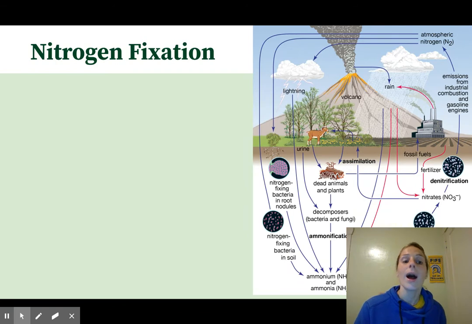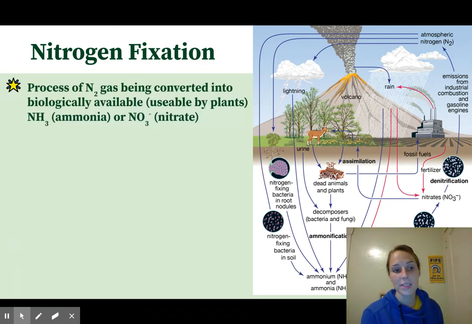Well, luckily for you, I'm going to give you the answer to that. And the answer to that question is through this beautiful process called nitrogen fixation. And nitrogen fixation is the process of nitrogen gas being converted into biologically available, which means plants can use it, ammonia or nitrate. And these are going to be the two forms that plants can actually take in, because remember, they can't take in N2 gas.